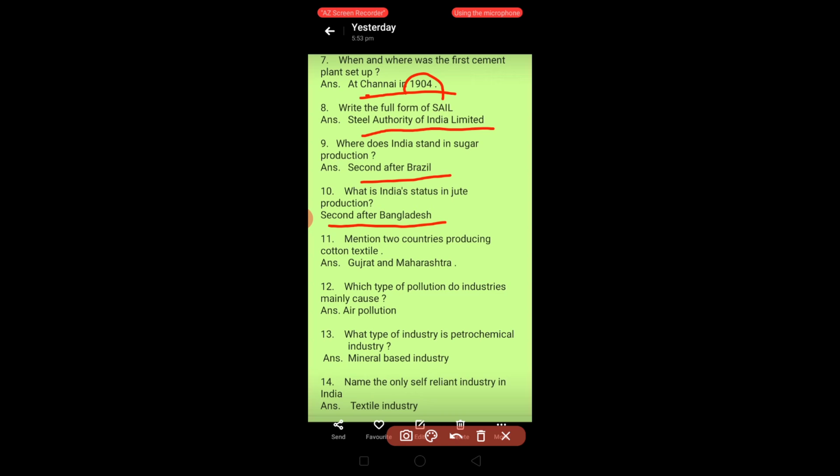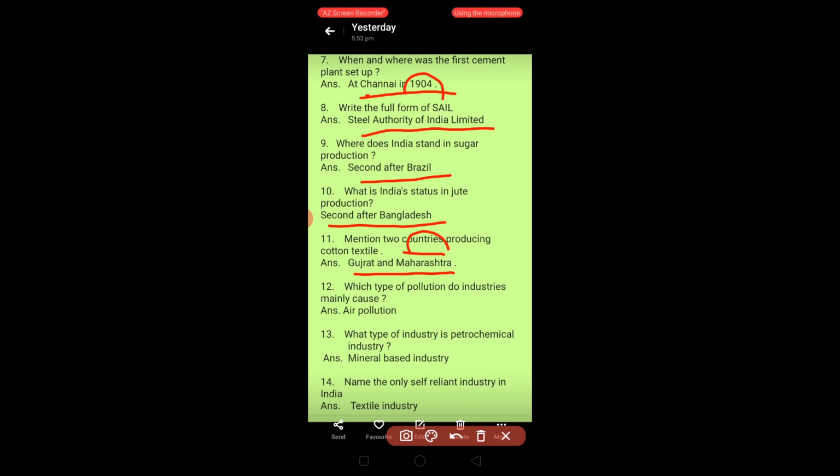Mention two states producing cotton textiles. So here countries means the Indian states, not the nation. So Gujarat and Maharashtra. इसको ट्विन स्टेट्स भी कहा जाता है.